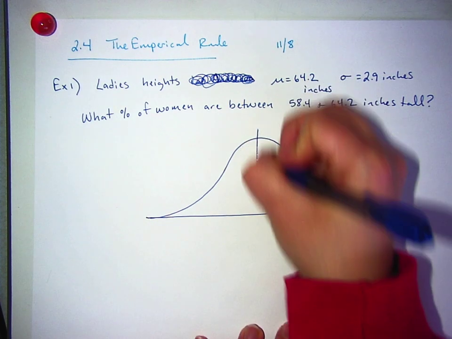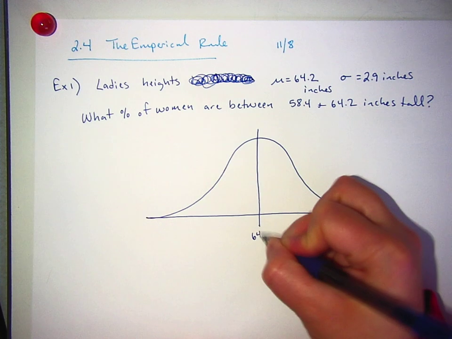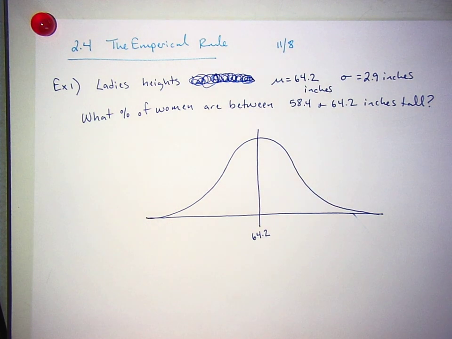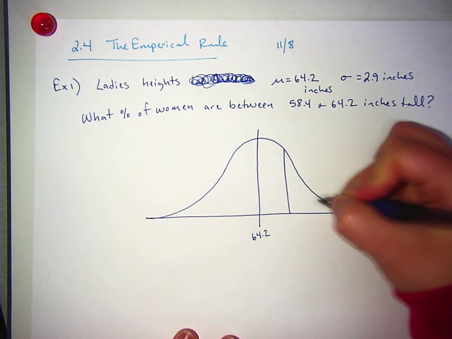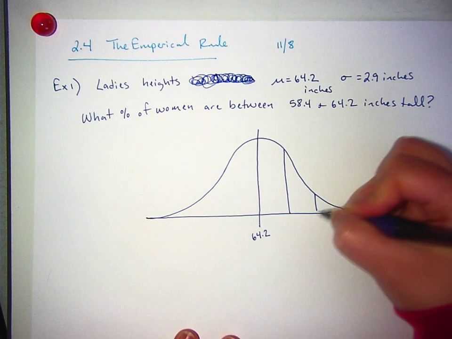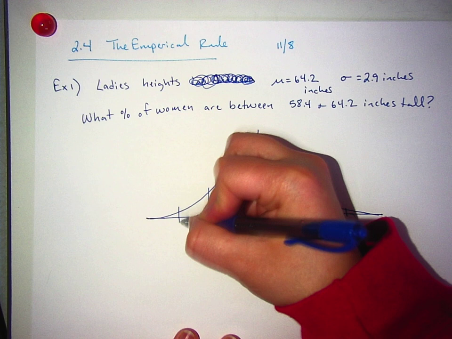Then draw a line down the center. What is in the center? The average. I'm going to write 64.2 here. That's the average for ladies. Our standard deviation is 2.9, so I'm going to draw in 3 sections. 1, 2, 3. 1, 2, 3.